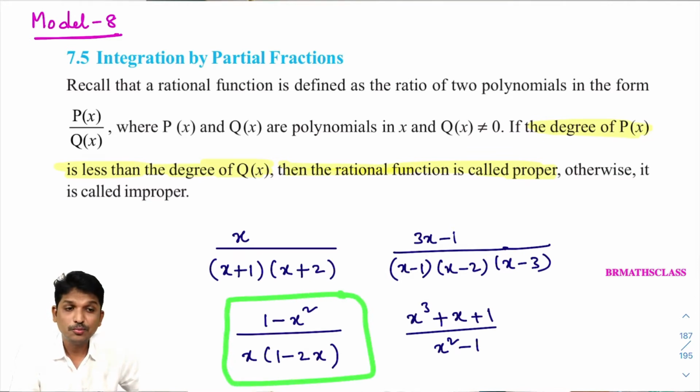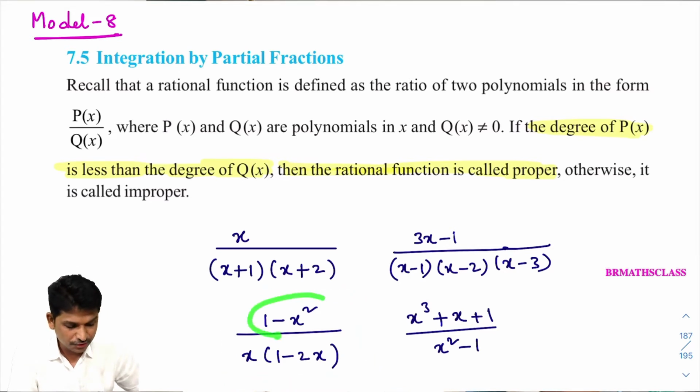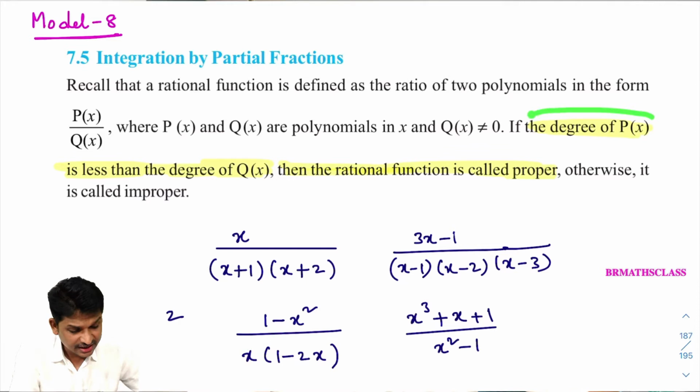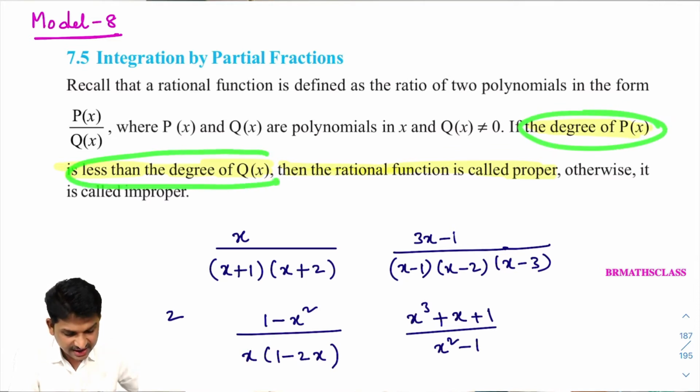Okay. Now you observe this one. What about this one? Proper or improper? What about the degree of the numerator? The degree of the numerator is 2. What is the degree of the denominator? The degree of the denominator is 2. Look here, if the degree of the numerator is less than the degree of the denominator, it is called a proper rational function.